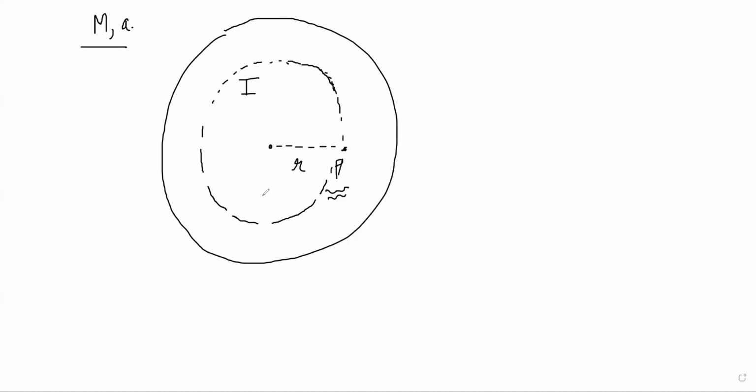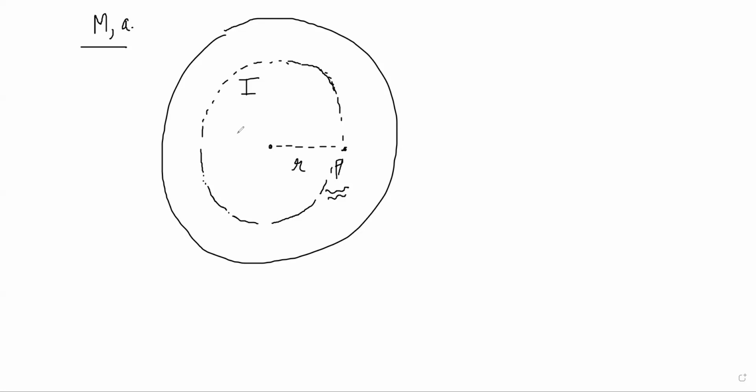Is it a shell right now or is it a solid sphere? We can again just take the shells inside the sphere. Using the shells only, we have gotten the solid sphere result for outside the sphere. So now I'm going to use the solid sphere result instead of doing the whole thing from shell to solid sphere.